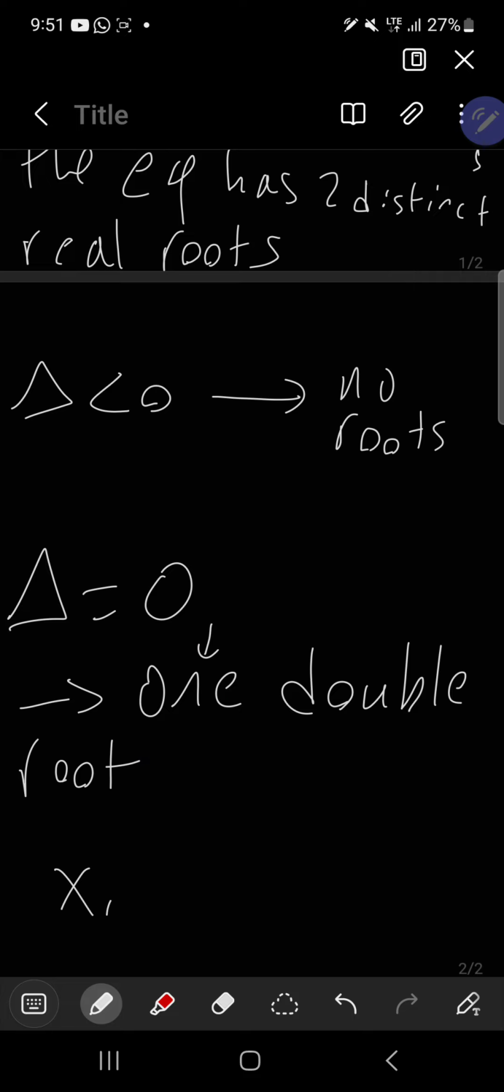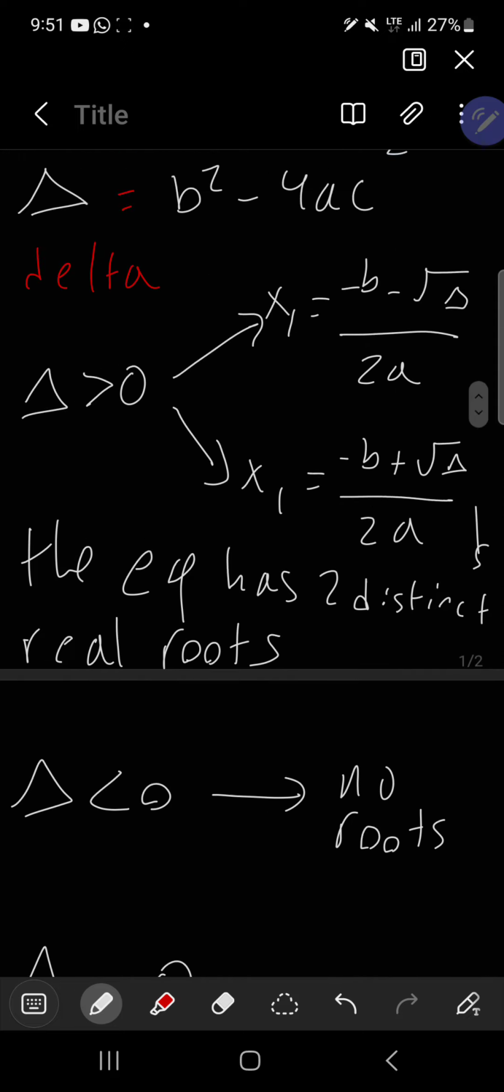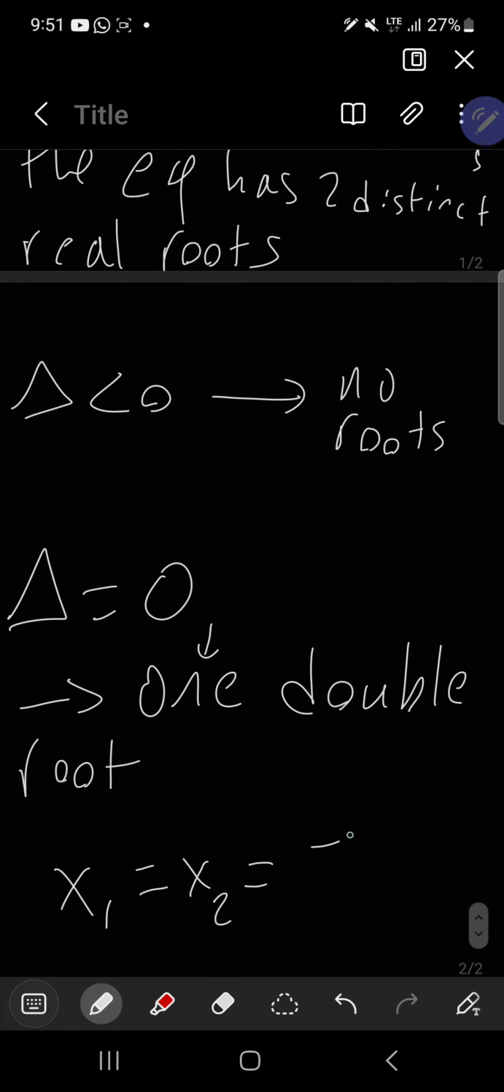Okay, and how do we find this? It's actually very easy. Because it's one double root, we say that the first one and the second one are equal. x1 equals x2. It's like the root is being repeated two times. Okay, it's the same but repeated two times. You use the same equation, but you know that delta is 0, so radical delta will be gone in the case below. So you will get minus b over 2a only.